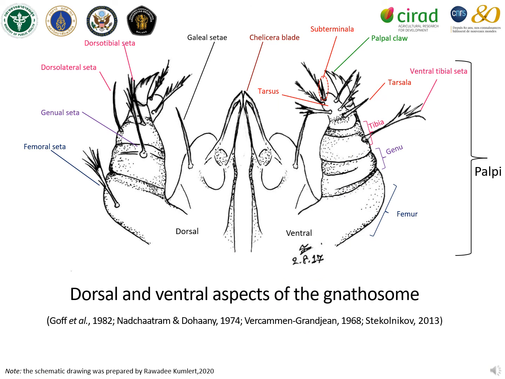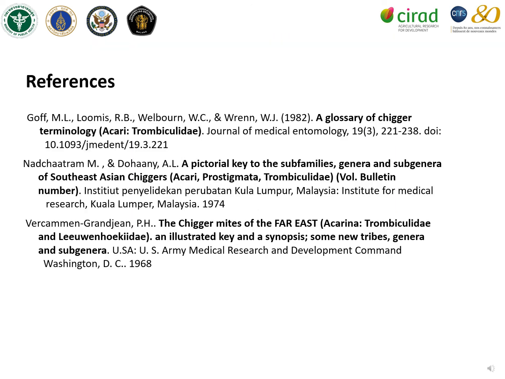In summary, the organs of the mouthpart or gnathosoma that can assist in chigger mites' morphological identification include the cheliceral blade, the galeal setae, the palpal setae, and the palpal claw. These organs, in combination with other morphological characters, can provide an accurate identification of the chigger mite species. Several identification keys were used as guidance in constructing this video.